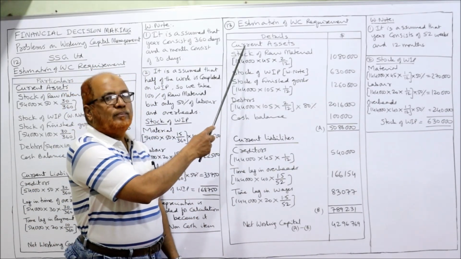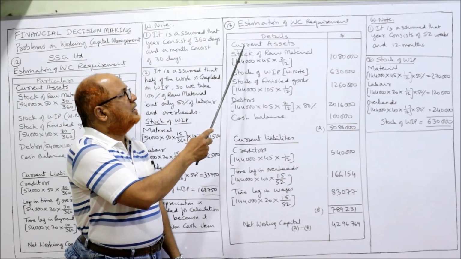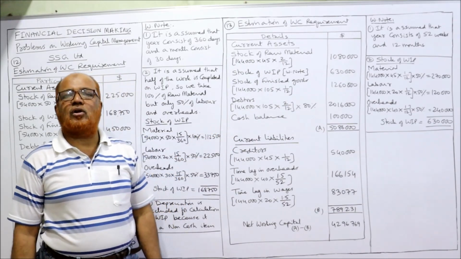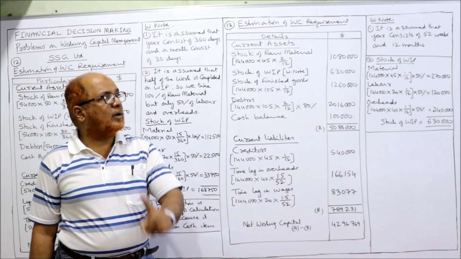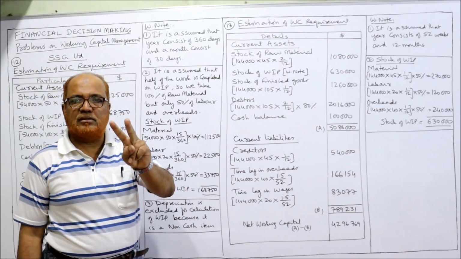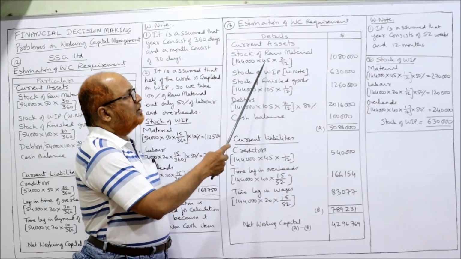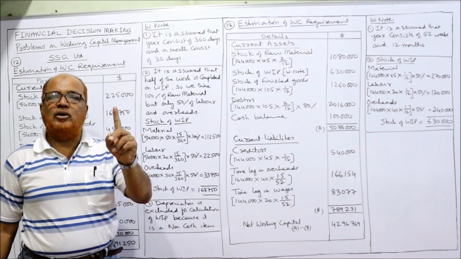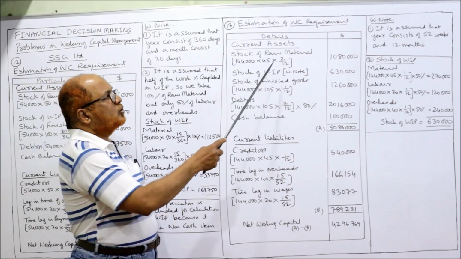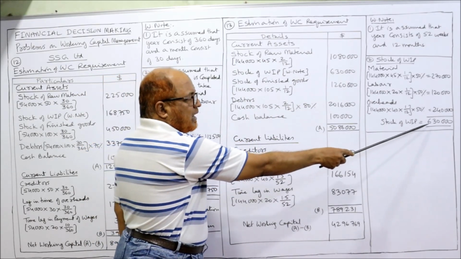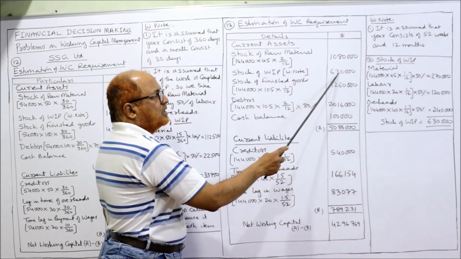Now come to the main solution. Particulars, current assets, stock of raw material. It is given the raw material are held in stock for 2 months. So 1,44,000 units into 45 rupees per unit of material into 2 by 12, 10,80,000. Stock of WIP, just now we have calculated in working note, 6,30,000.